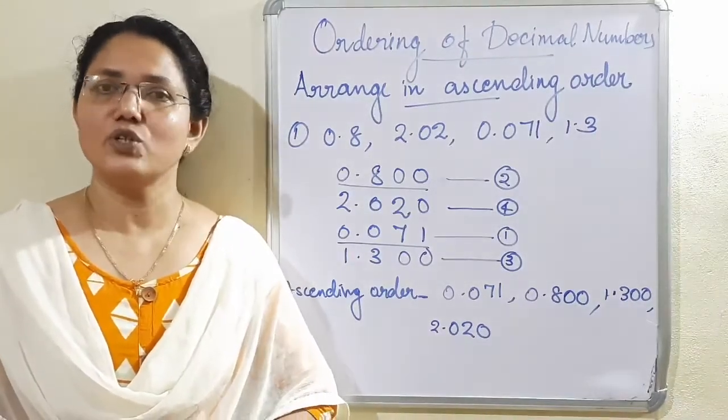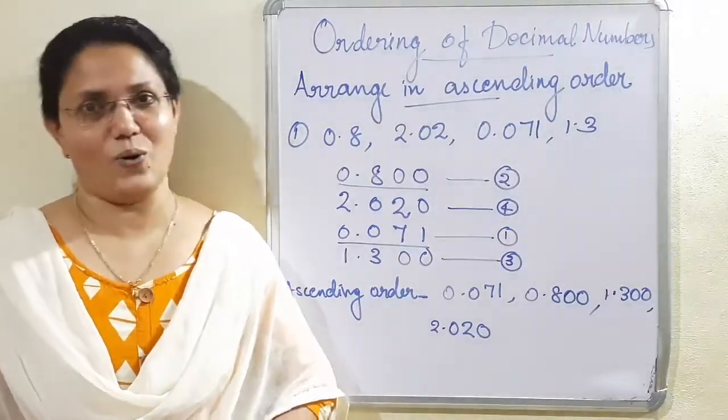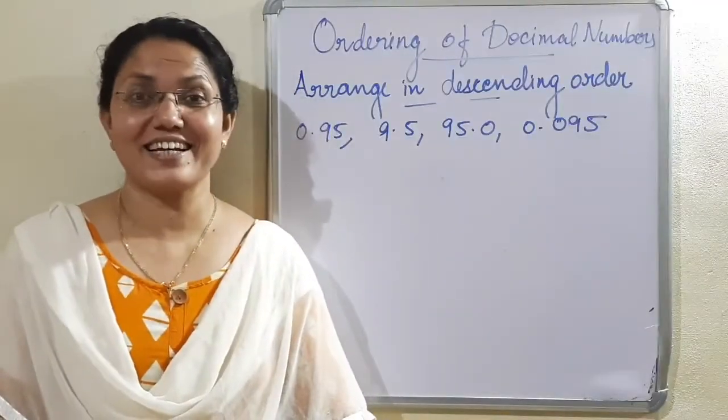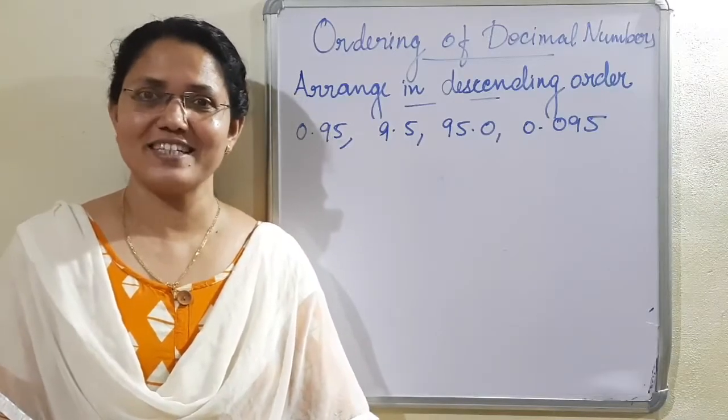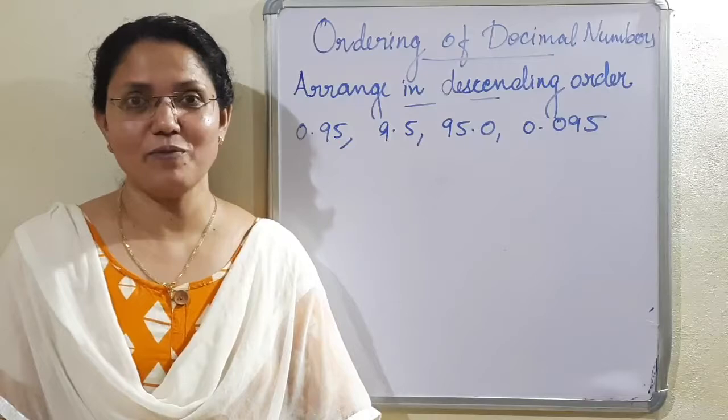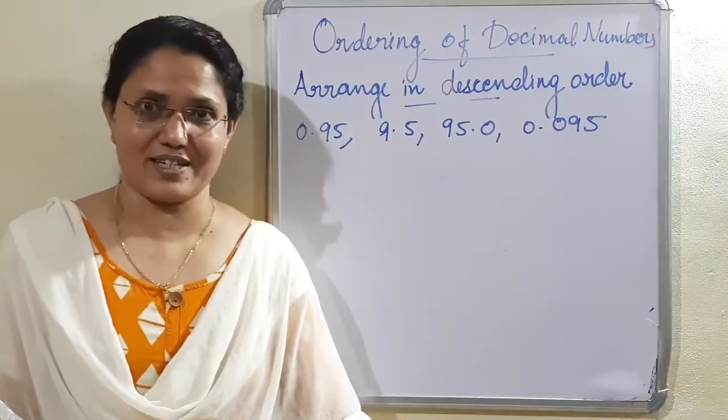Okay. Now we can do one more question with the descending order. Yes, children, now we can arrange these numbers in descending order. What does descending order mean? Yes, arrangement of numbers from largest to smallest.